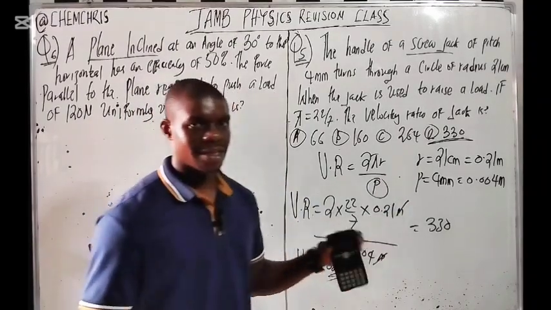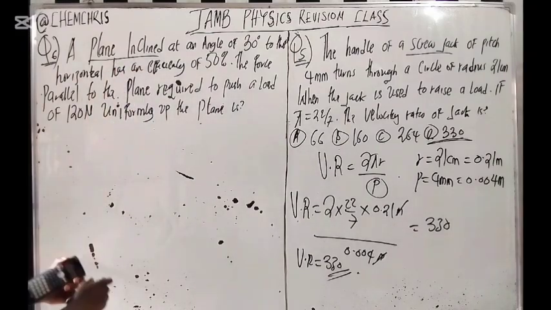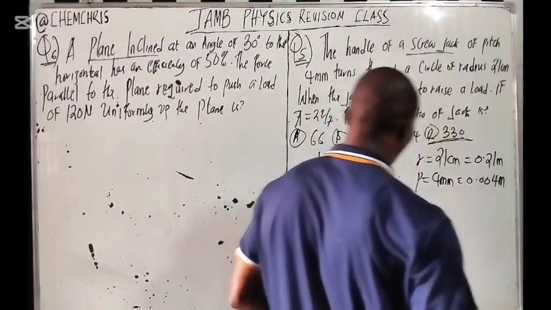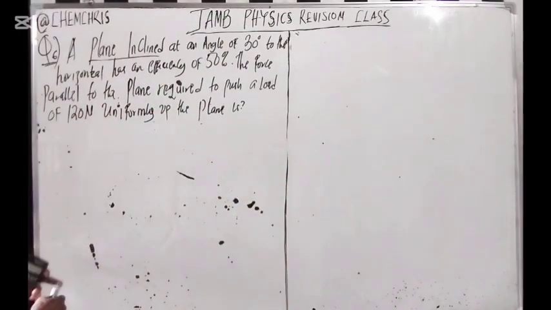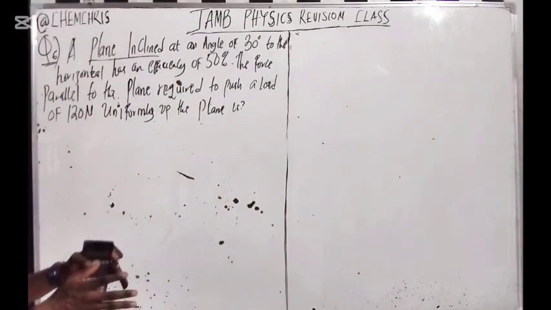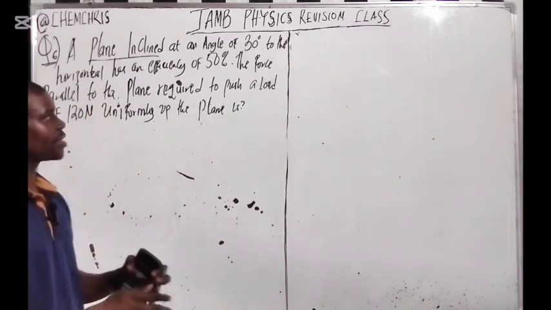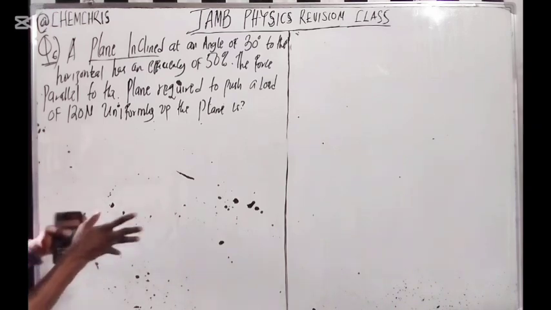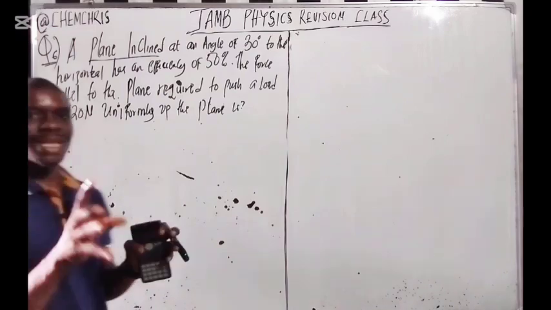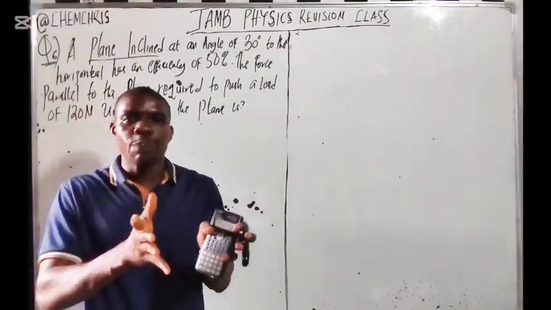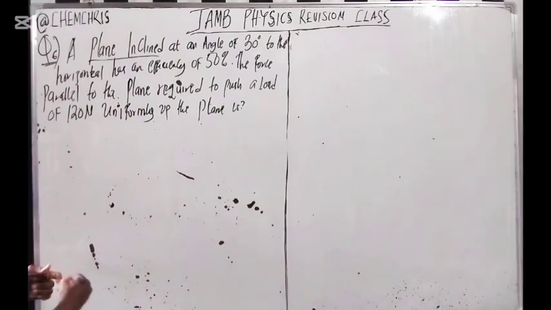As easy as that. So the next one is going to be the inclined plane. Very important here. Now let's look at the inclined plane. An inclined plane at an angle of 30 degrees to the horizontal has an efficiency of 50%. The force parallel to the plane required to push a load of 120 Newton uniformly up the plane is. So they're asking you what is the effort you need to push the load of 120, right?